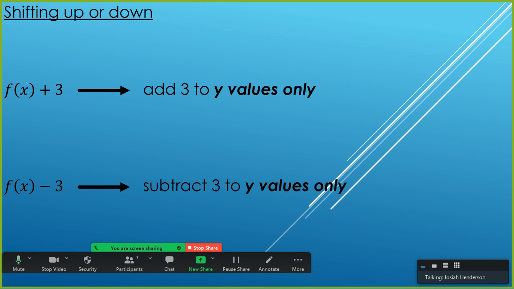First we see f of x plus 3. We see it adding some number, adding the 3. And what this means is we're adding 3 to the y values only. So if we had an original graph, f of x, think of that as the original. And then if we're adding something like this 3, that means we're transforming it by pushing it up 3 units. Shifting up 3 units.